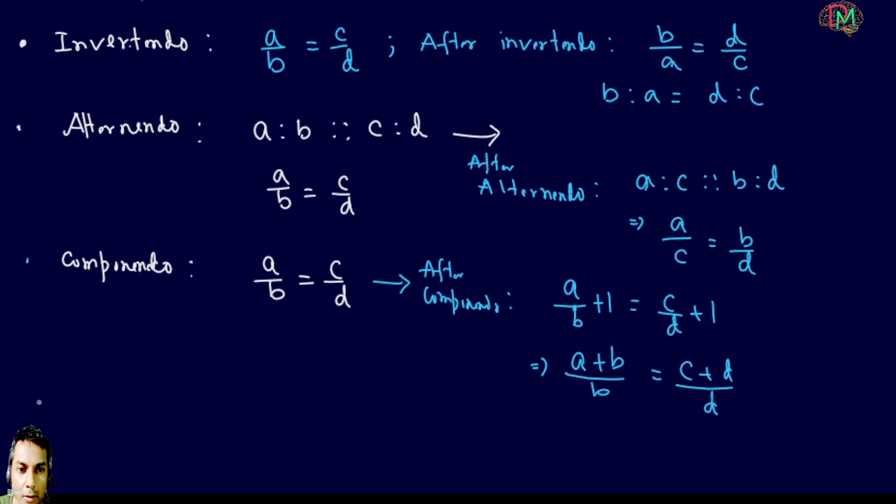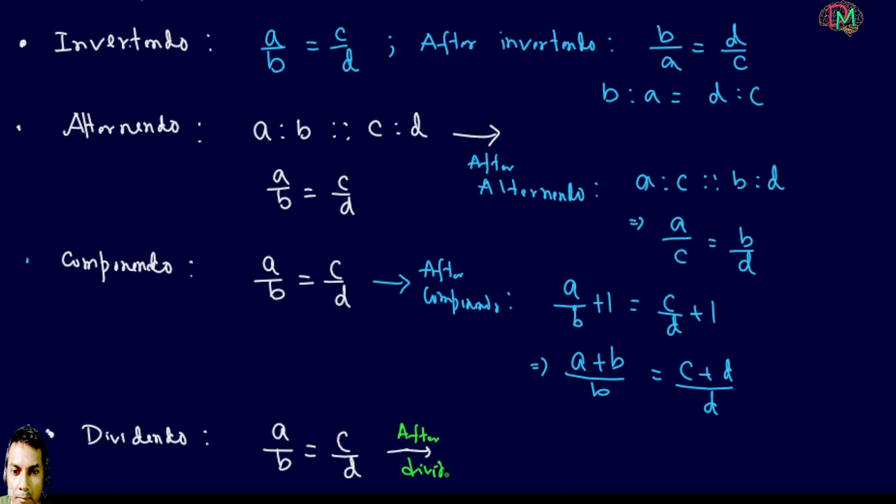Next we learn dividendo. Here actually what we will do, suppose the given proportion is A by B is equal to C by D, and after dividendo, we just deduct 1 from each ratio, on both sides. So what value do we get? A minus B by B is equal to C minus D by D. Clear? Done.